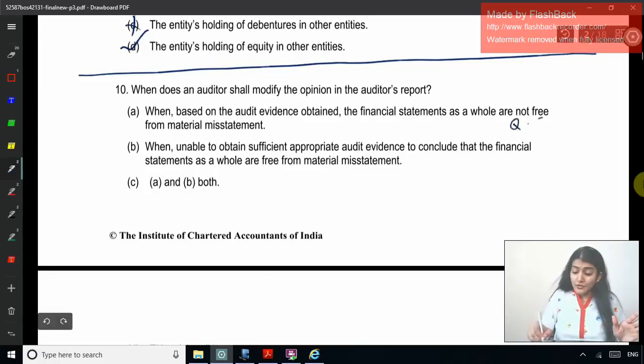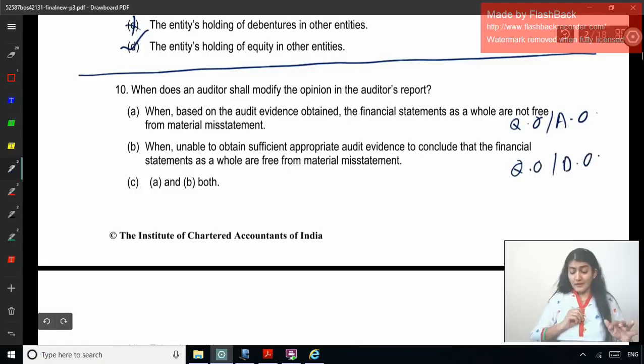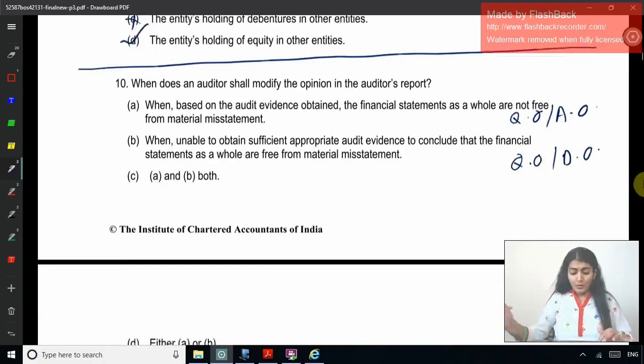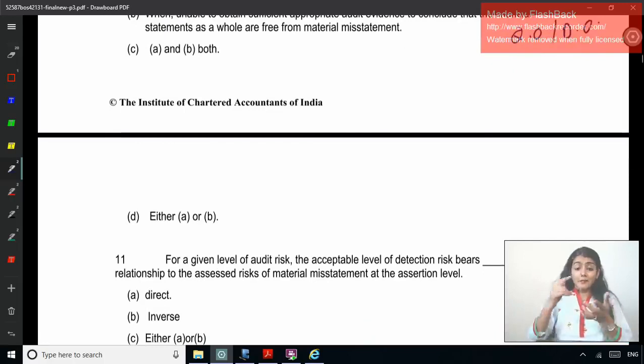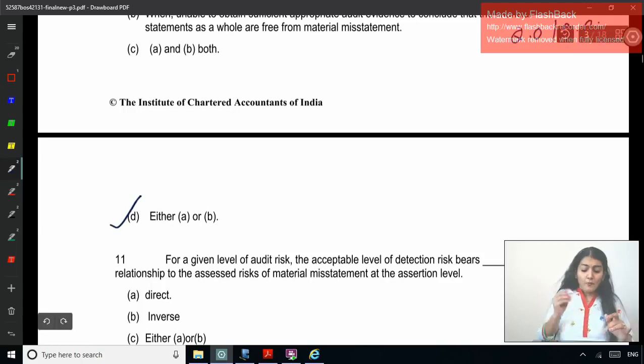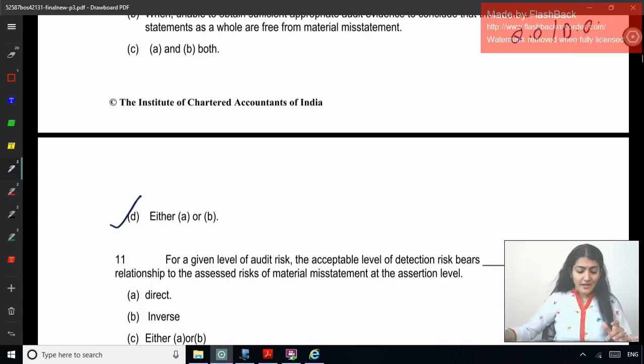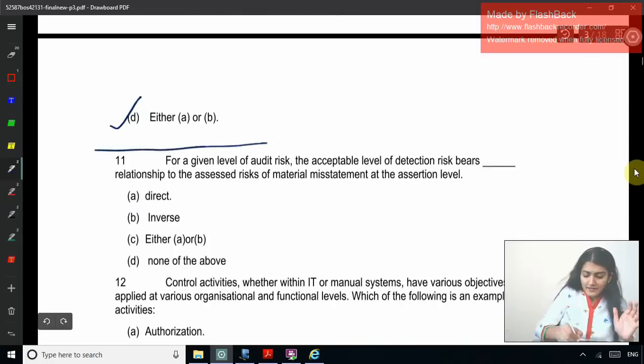First case we issue a qualified or an adverse opinion. Second one we issue a qualified or a disclaimer of opinion. C, A and B both, and D, either A or B. So obviously it's either A or B. It does not have to be that there is a material misstatement and there is a limitation on scope. Any one of the two, you need to modify the opinion. So the correct answer over there is D. Yes, you're paying attention.